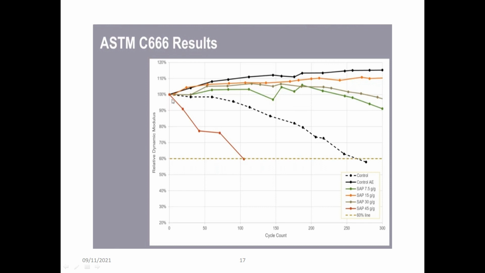Here we can see even in the control environment, the specimen failed as the number of cycles increased. But here we can see with less use of SAP, without air entrainment, we were able to achieve a relative dynamic modulus value more than even that of the original, at about 110%, comparable to that of a controlled air entrainment technique, which is very costly.